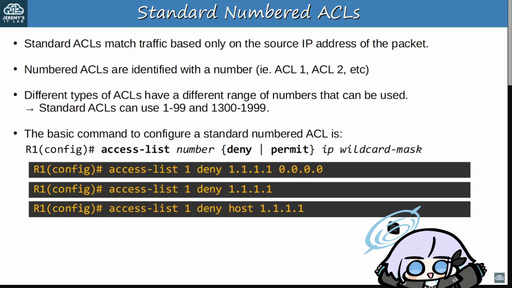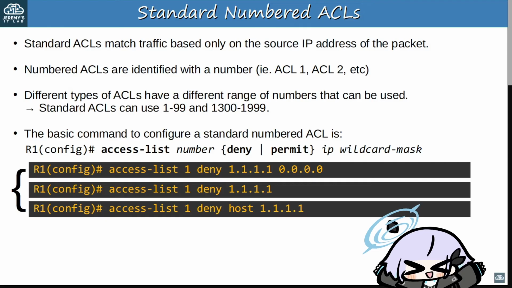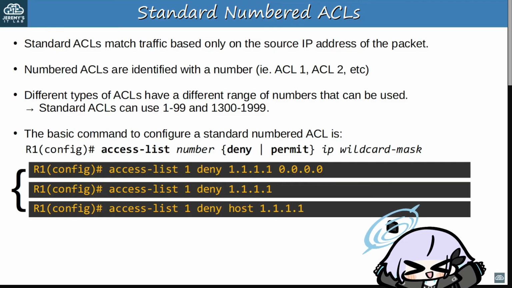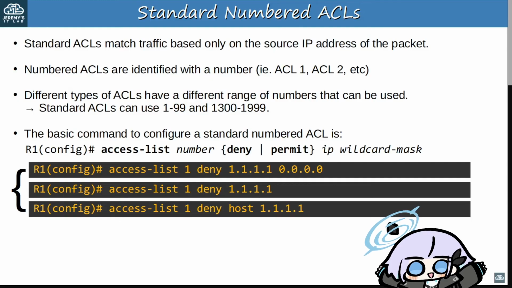To specify a single host, you can use the host keyword before the IP address. Again, in effect, this is exactly the same as the previous two. It's just a different way of configuring it. So all three of these are the same in effect. Note that the second and third options here can only be used for /32 to specify a single host. If you're matching a /24 network, for example, you'll have to use the first option. You have to specify the wildcard mask of 0.0.0.255.